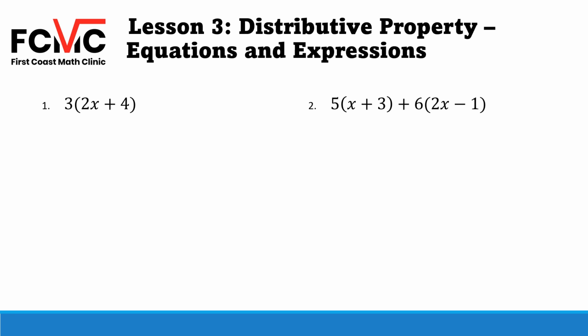For number 1, we've got 3 times the quantity 2x plus 4. So we're going to multiply 3 times 2x, 3 times 4. I'm going to use parentheses to represent our multiplication: 3 times 2x plus 3 times 4. 3 times 2x is going to give us 6x. 3 times 4 is going to give us 12. So our simplified answer here should be 6x plus 12.